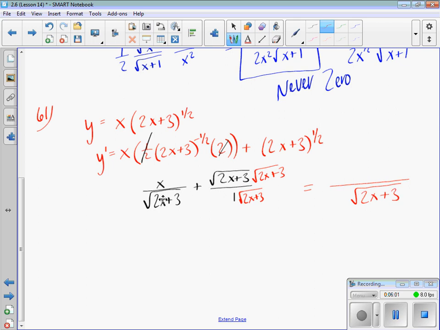And my numerator is this x plus, and what happens when I multiply these together? So I just get 2x plus 3, and then you just combine like terms. So you just get the 3x plus 3 over that square root. And you could pull a 3 out if you want to in the numerator, but you definitely don't have to there. So this would be my y prime.